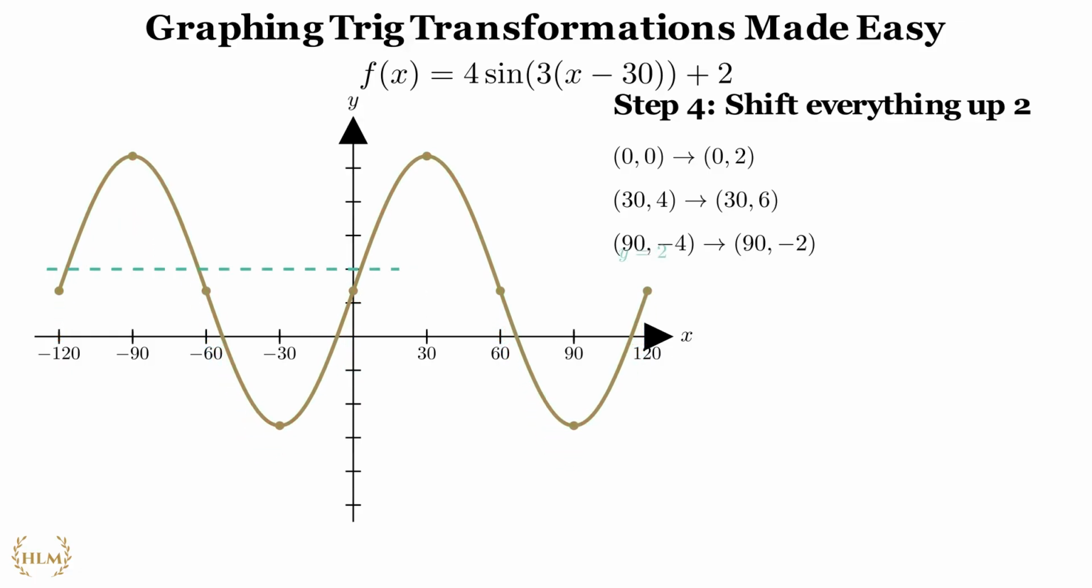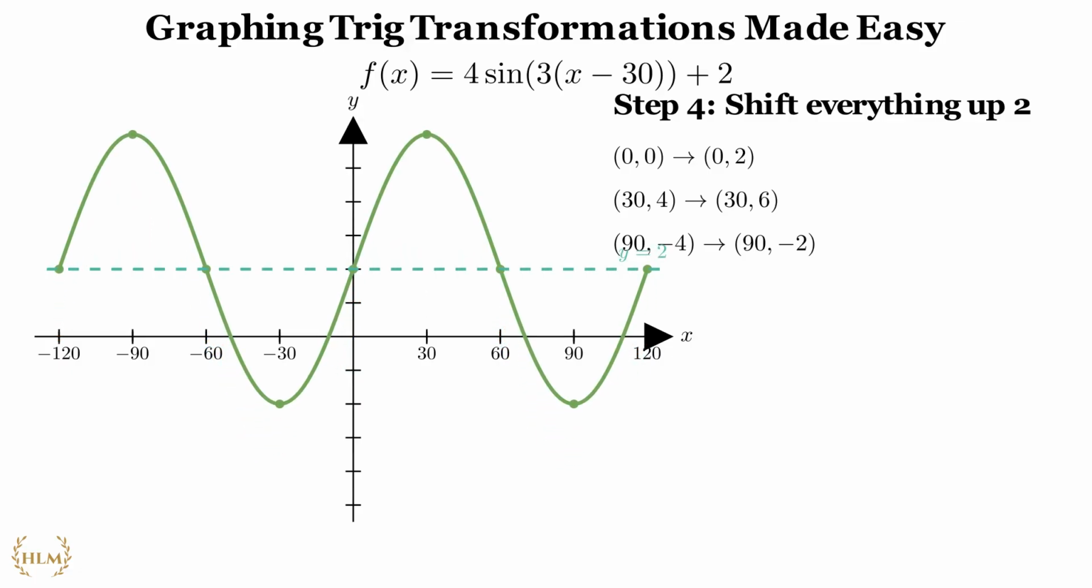Next, I like to apply the vertical translation of +2. Now you have to bring every point that we've plotted up 2. So let's start with (0, 0). That should now go to (0, 2). And then (30, 4) should go to (30, 6). And then (60, 0) should go to (60, 2). And then (90, -4) should go to (90, -2). And then (120, 0) should go to (120, 2).